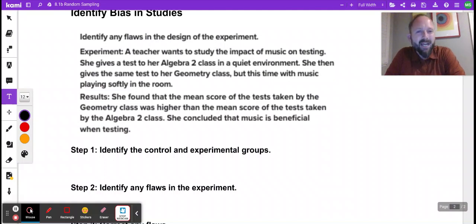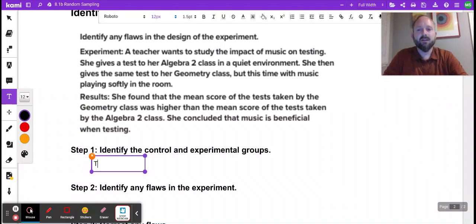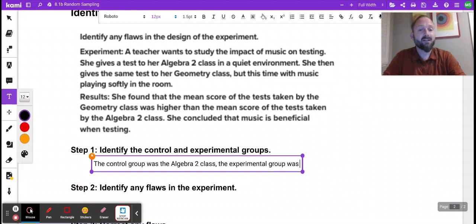A teacher wants to study the impact of music on testing. She gives a test to her Algebra 2 class in a quiet environment. She then gives the same test to her geometry class, but this time with music playing softly in the room. Results: she found that the mean score of the test taken by the geometry class was higher than the mean score of the tests taken by the Algebra 2 class. She concluded that music is beneficial when testing. Well, there are two groups here. The control group was the Algebra 2 class. The experimental group was the geometry class.